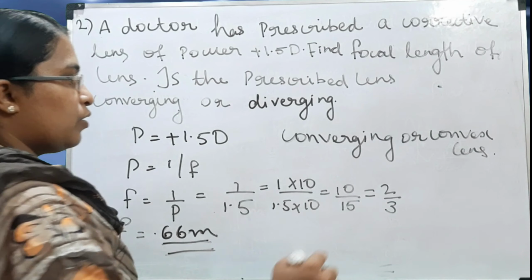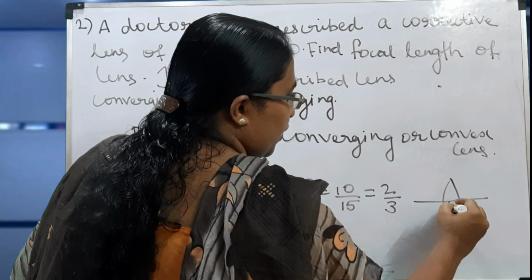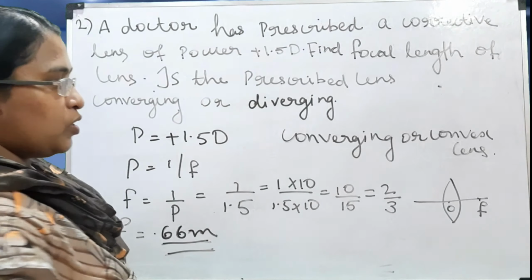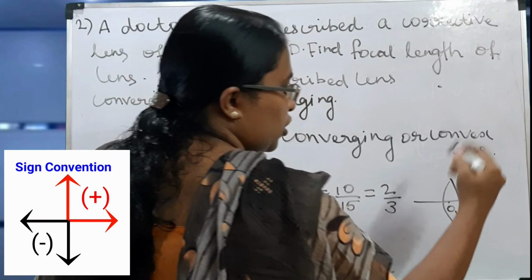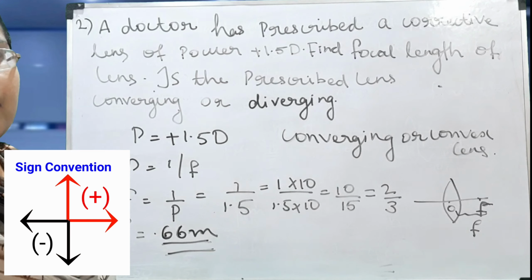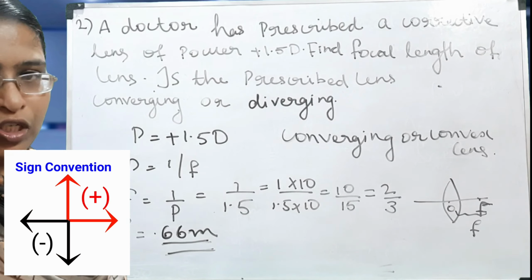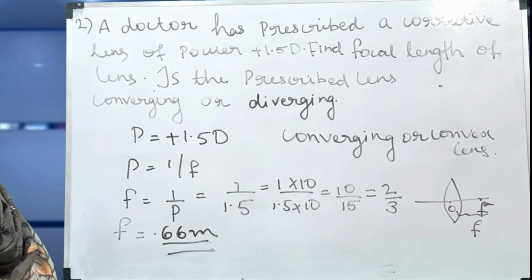We know that for the convex lens, this is the optic center, and on the other side is the principal focus. So this is the focal length. It is on the right side of the optic center, so the focal length of a convex lens is always positive. So if the focal length is positive, it is always a convex lens.